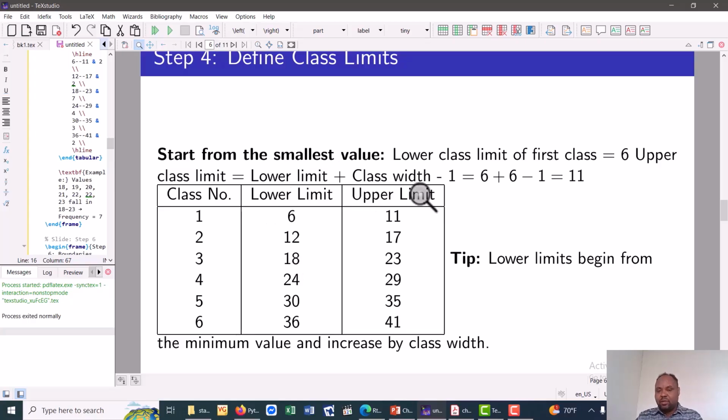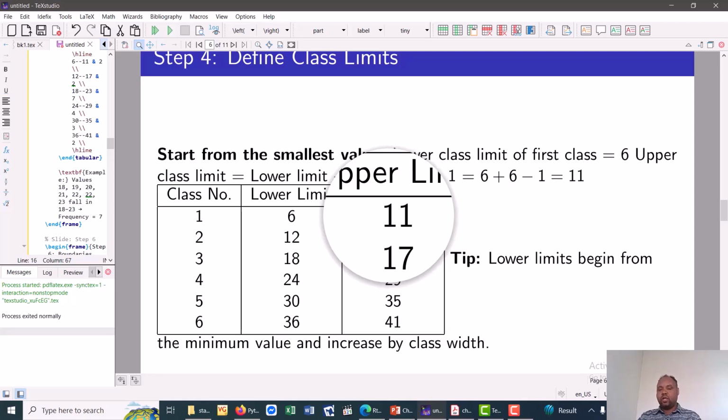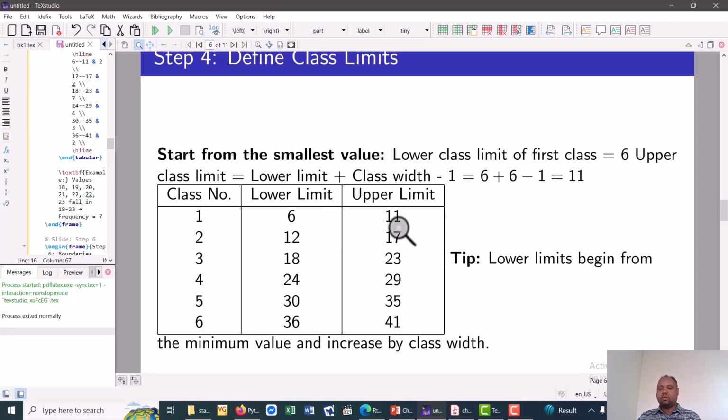The upper class limit we obtain by calculating the lower class limit plus class width minus 1. Our lower class limit is 6. We add the class width, which gives 12. Then we subtract 1, which is 11. Then the upper class limit of the first class is 11. From this, it is easy to obtain this series. We add 6 for every subsequent upper class limit, right?